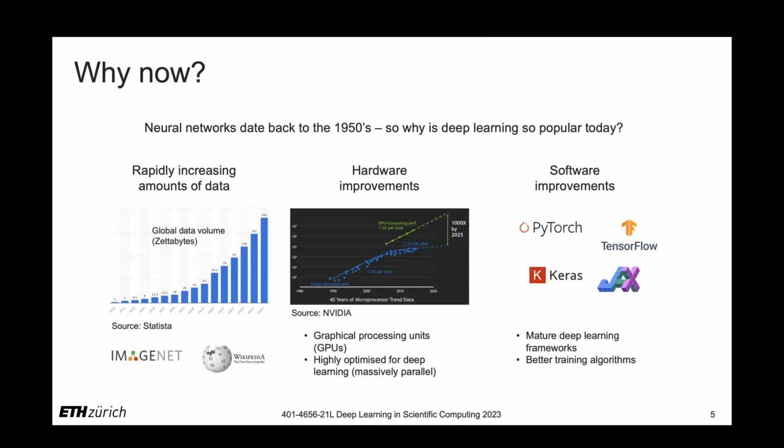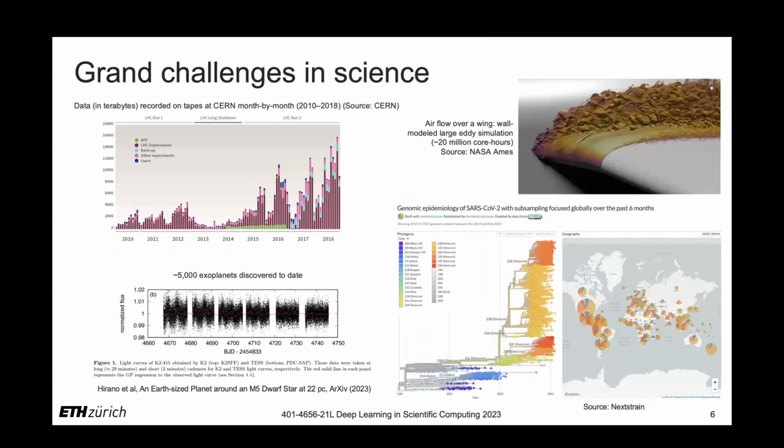Okay, so I said at the start, deep learning, machine learning is revolutionizing science. So what are the big problems that we think deep learning can actually help us with? There are so many grand challenges in science today that are really exciting to work on. And I'm trying to give you an overview here of some of the big things we struggle with and maybe how deep learning can help. So the first one on the top left here is the amount of data that we have in some scientific experiments is increasing a lot.